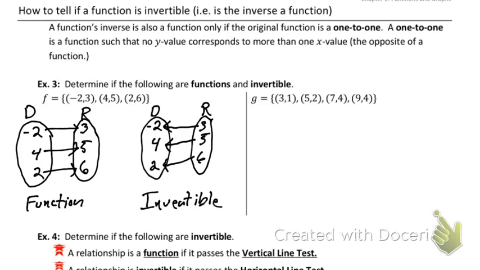So what it means to be invertible. The actual function works, it's a function, and its inverse would also be a function. Both directions would be a function.